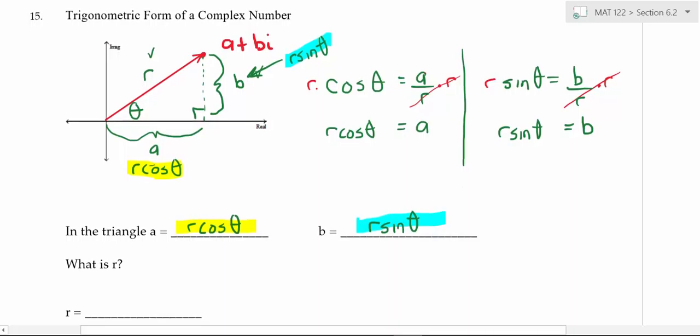All right, now we're going to put this together. So what is r? Well, we said that r was the absolute value of the complex number, or what we call the modulus.